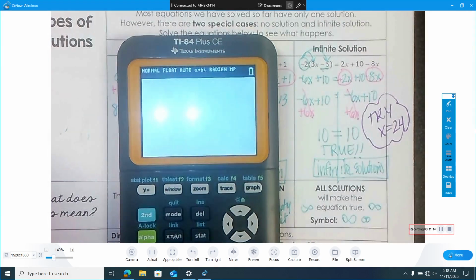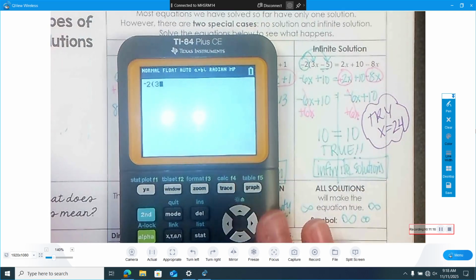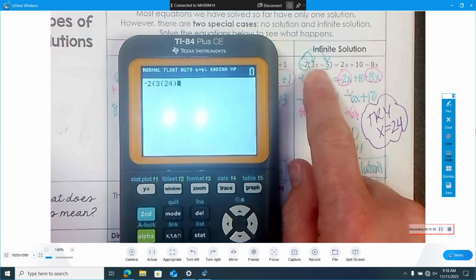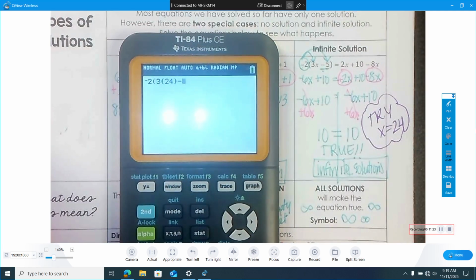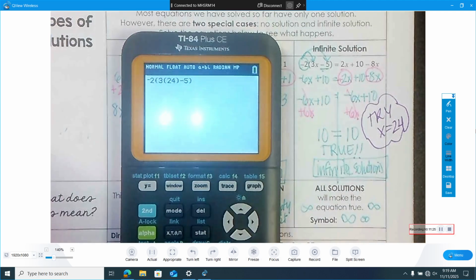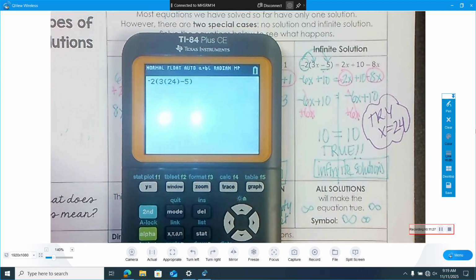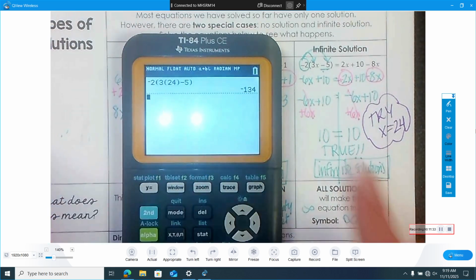So here's what I'm going to do. Negative 2 times parentheses 3, and instead of x, I'm plugging in a 24, and then I have my negative 5 and my last set of parentheses there. So there's the left-hand side. Do you see what I did? You good? Okay, and I get negative 134 on the left.